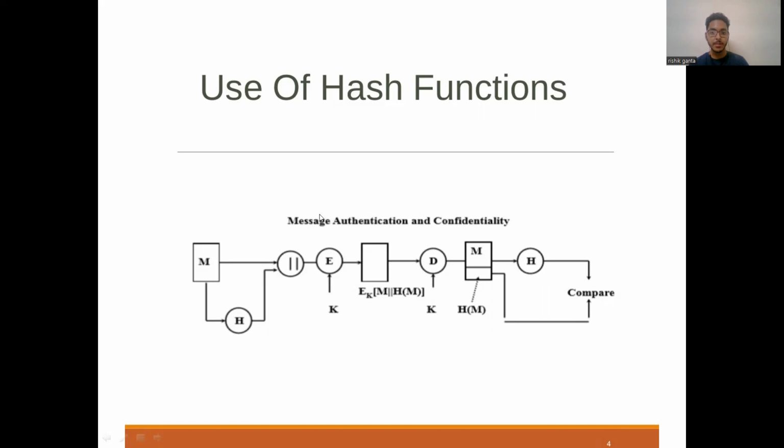Uses of hash function: it is used in message authentication and confidentiality. The message and the initial hash are passed, then we get a digest, and then it is given to the receiver. The receiver receives the message, then it is passed to a decryptor, and the decryptor again generates a message and the hash, and it is compared for tampering. This is how authentication is done.